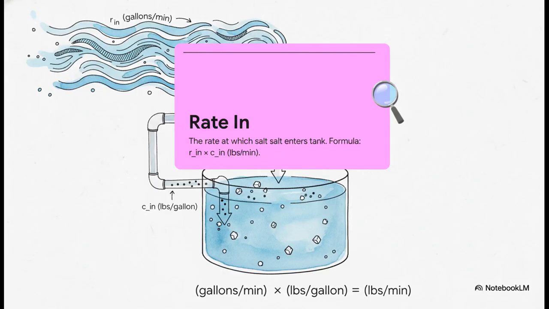First up, let's tackle the rate in. How fast is salt actually entering this tank? Well, it's pretty straightforward. You just multiply the flow rate of the incoming brine by how salty it is, its concentration. And you can even check your work with the units, right? Gallons per minute times pounds per gallon. The gallons cancel, and you're left with pounds per minute. Perfect. That's our rate in.